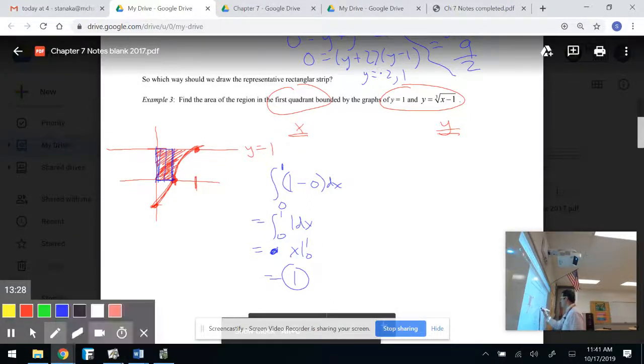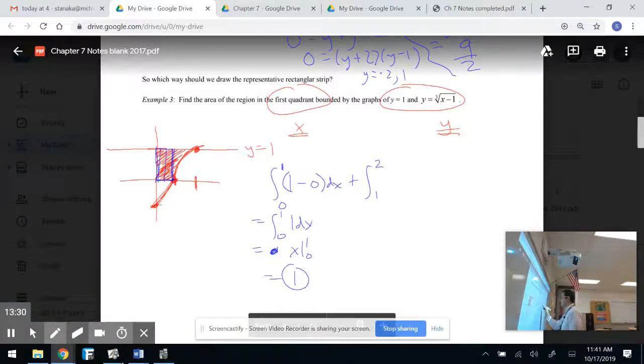But I'm going to have to add from 1 to 2 because that top minus bottom switches, right, class? And that would be the integral of 1 minus (x minus 1) to the 1/3 dx. So that's plus. Can I simplify that? No, so let's go ahead and find an antiderivative. That antiderivative would be x. We'd have to go back and do some u-sub, right?